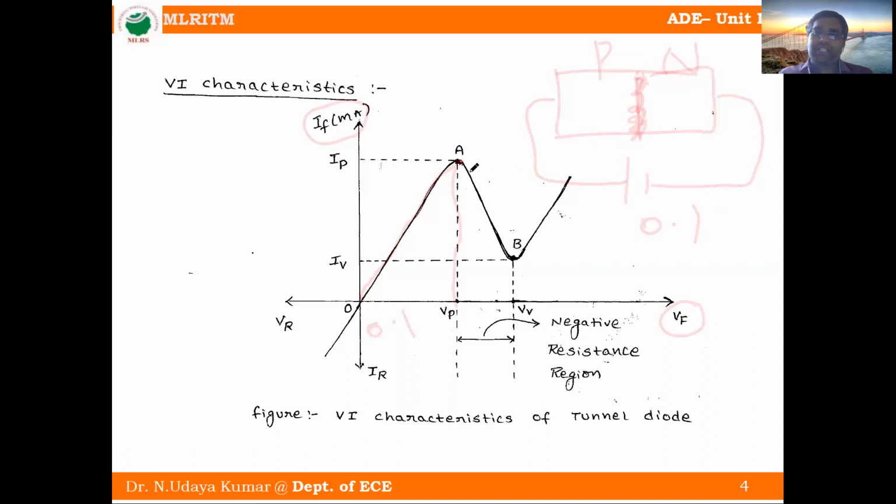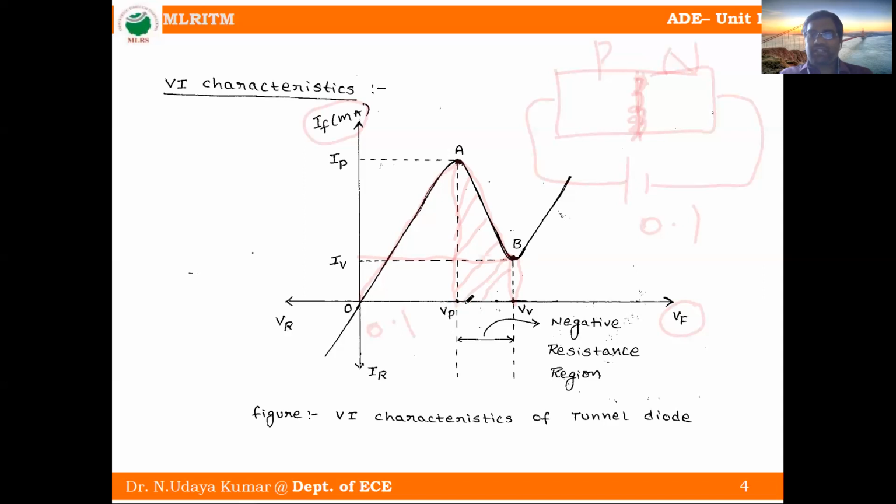What happened? The current decreases up to a point B. This point we call the valley point. The corresponding current we call the valley current, and the corresponding voltage we call the valley voltage. So the region from peak voltage to valley voltage, we call the negative resistance region.